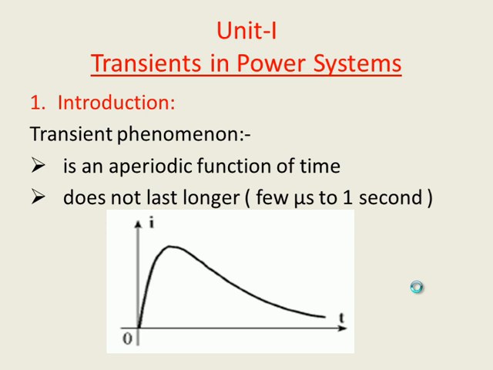with unit first, transients in power systems. As you may have studied in your control systems, transient period: when we change the state of the system, that particular period is known as the transient period, and the response of the system or a particular circuit in that period is a transient.